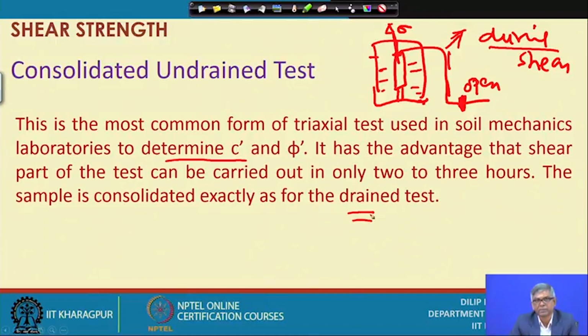How to get the drained parameters? Whatever confining pressure or deviator stress we have applied, and then the pore pressure measured, that observed pore pressure has to be subtracted to get the effective stress. So, when you plot the Mohr circle in terms of effective stress, that gives you the effective stress parameters.